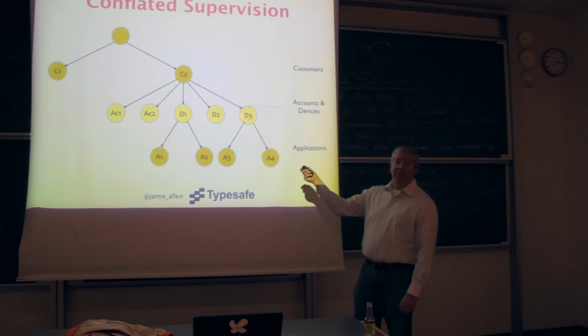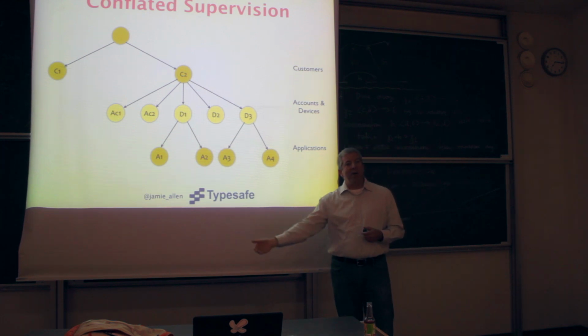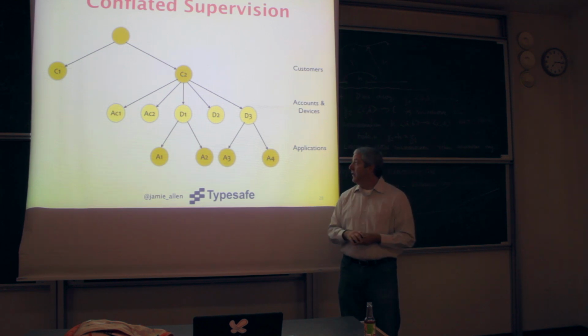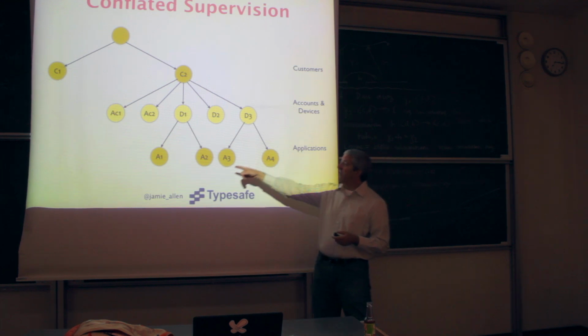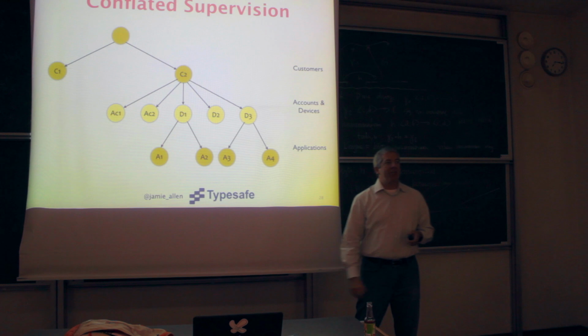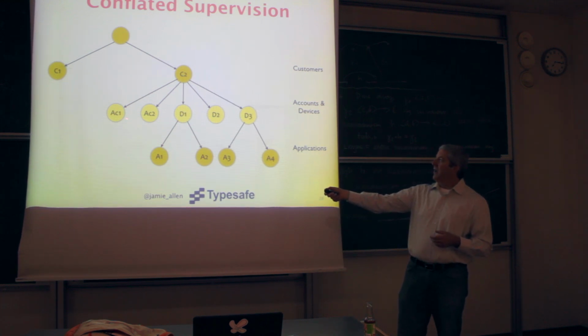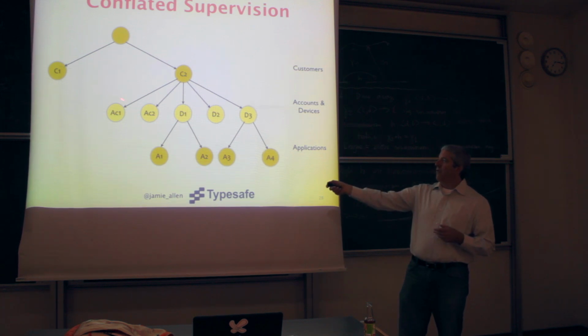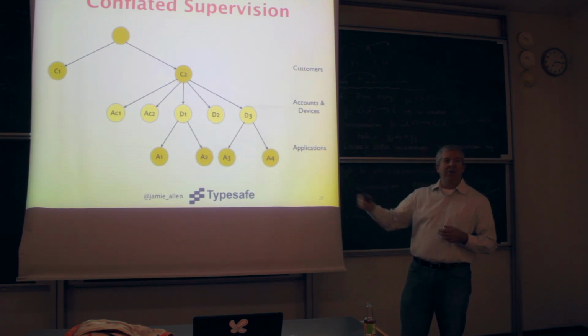But then I have devices. And the devices could be a set-top box in my bedroom with a DVR, another set-top box in my living room that doesn't have a DVR, another one is maybe my tablet or something, and they all have different rules about what TV you can watch on them, right? So underneath device 1, I've got these applications, underneath device 3, I've got these applications, but what I've done here is I've made my customer the supervisor for both accounts and devices.